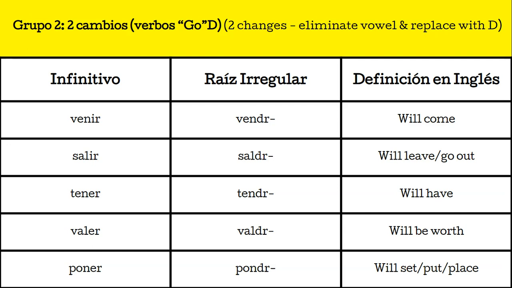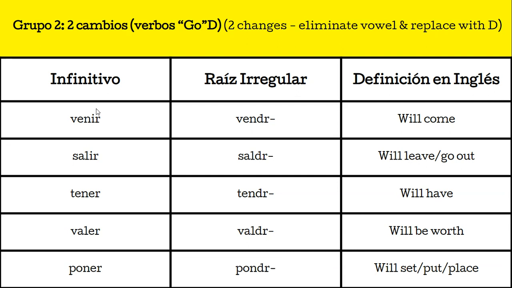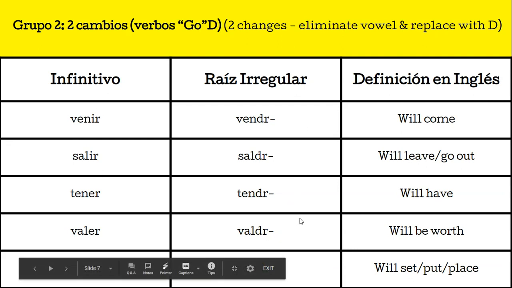The big thing here is ditch the vowel before the R. Some of these it's E's, some are I's. Tener, valer, poner are all E's, but salir and venir are I's. But we just ditch that letter and put the letter D. Make sure that you get these also copied down.